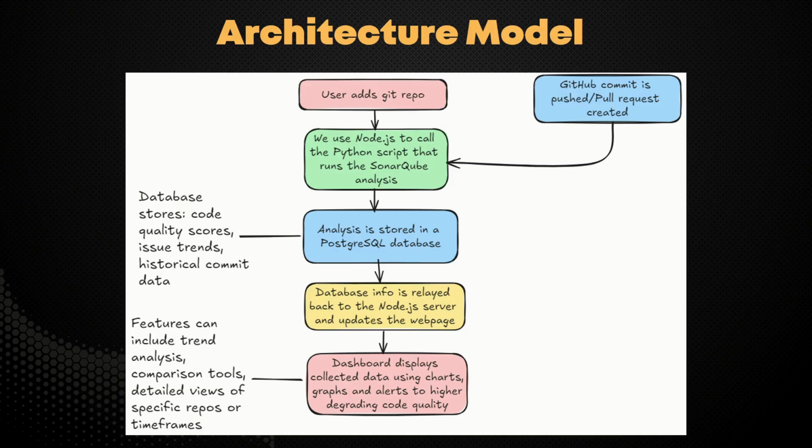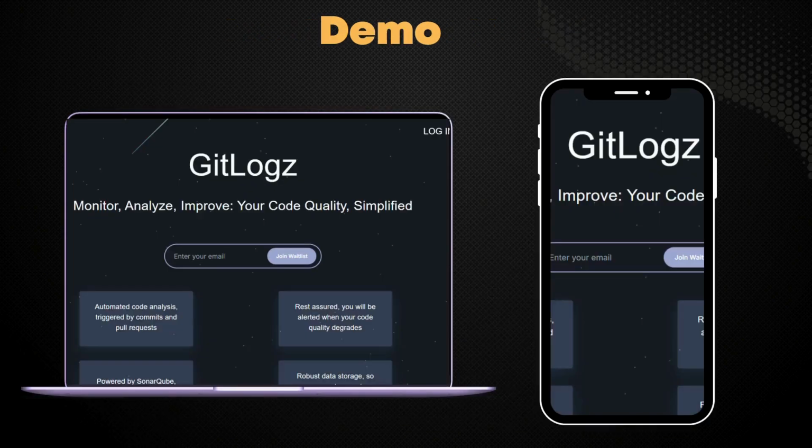And it will store things such as the code quality scores, issue trends, historical commit data, and then this database info is relayed back to the Node.js server and updates the web page. So then in the dashboard, the user can see their report for the code quality. And Wasif will be giving you guys a quick demo of GitLogz.